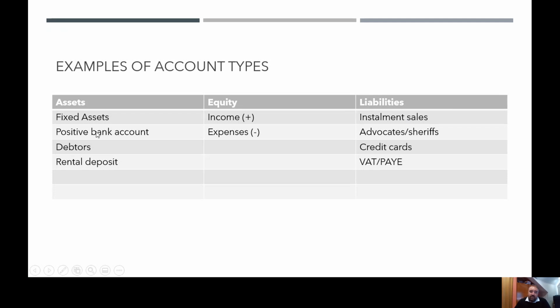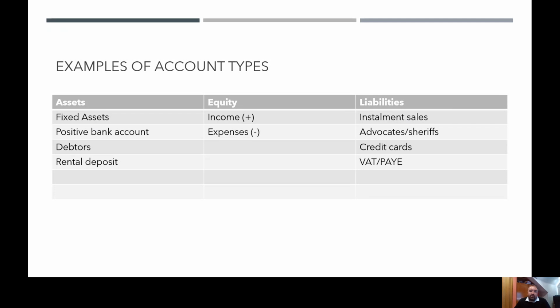Another one that we can also add there is a negative bank account. If our normal business bank account is in overdraft, that would also be a liability, because if I was to close the business today, the shareholder would have to put the money in from his personal pocket to cover that overdraft before the bank will allow you to close the business.